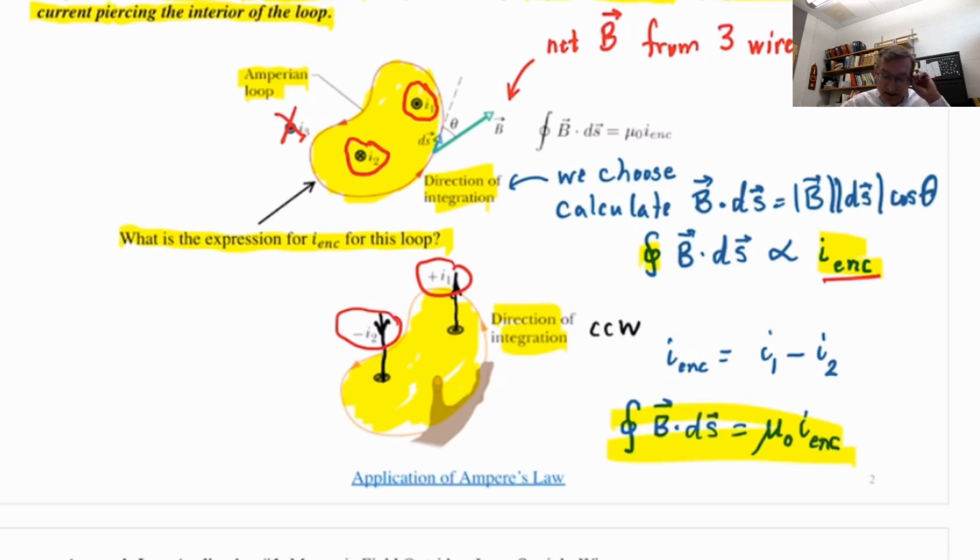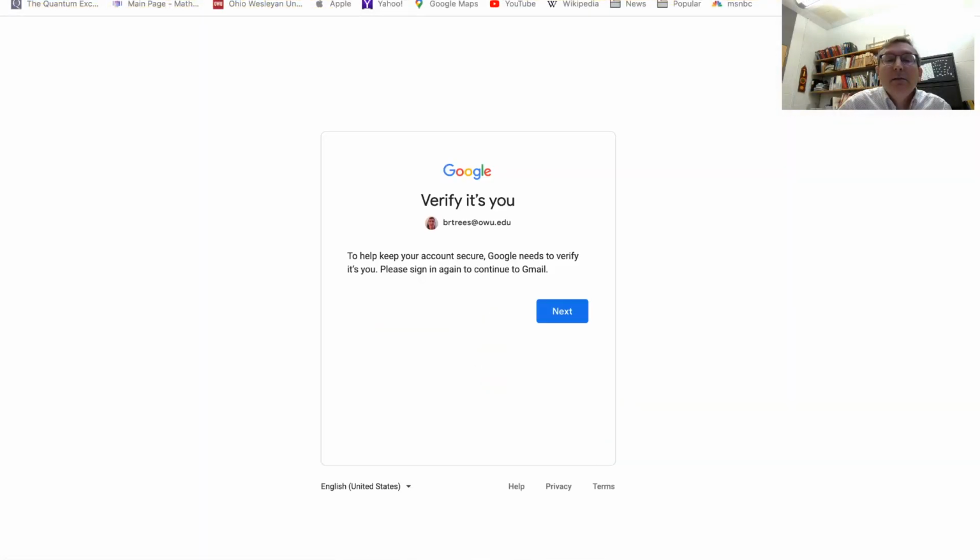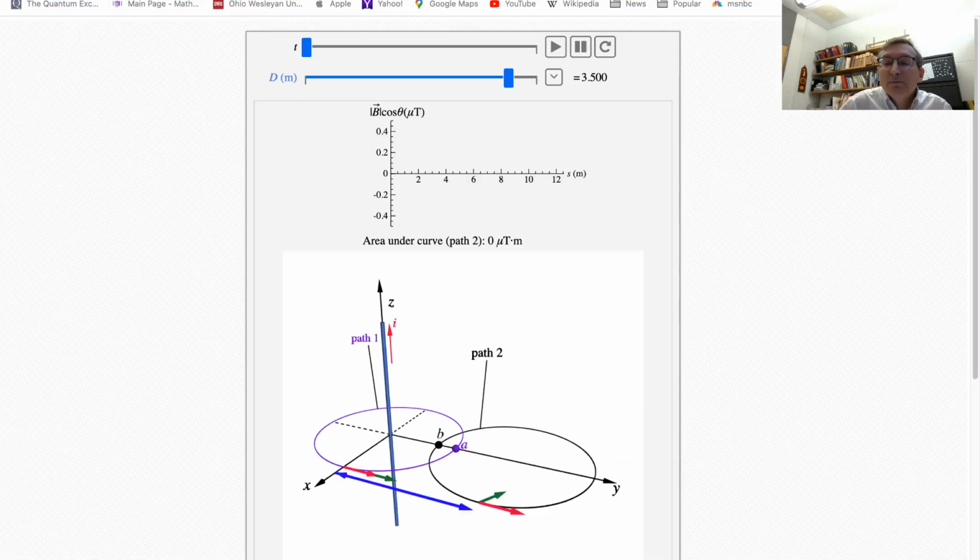And I want to just demonstrate a little more to you what that means conceptually with the Wiley Plus animation. So let me go to that. Okay, hold on just a second. Okay, so here is the animation on Wiley Plus that I want to show you.